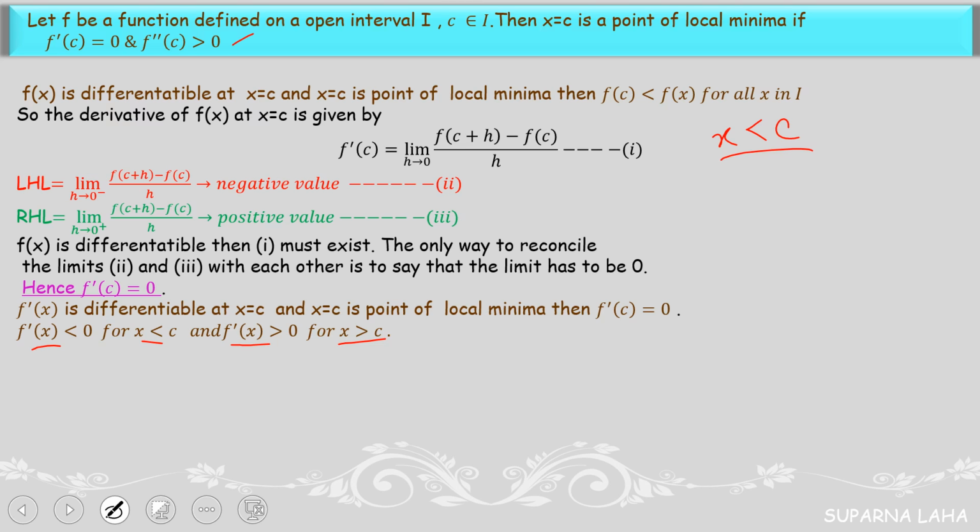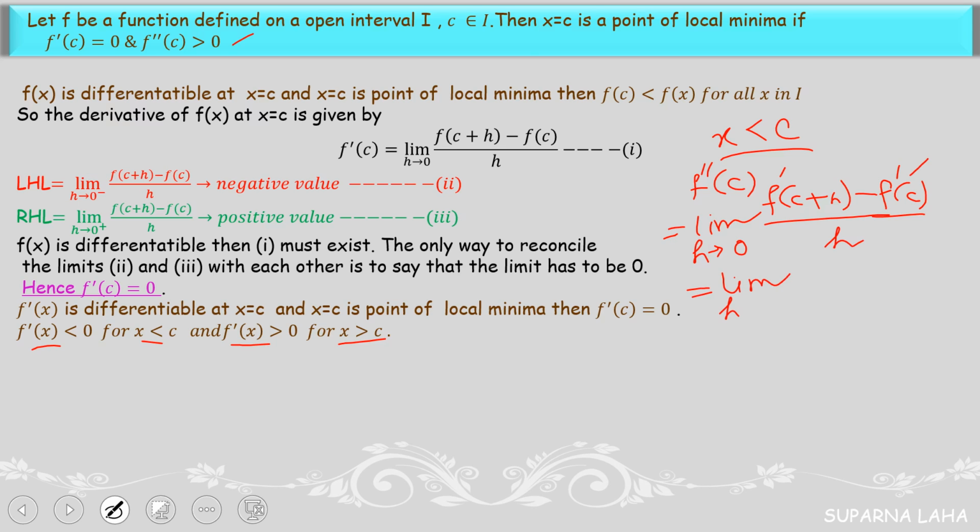So again apply the derivative formula, that is the limiting formula, on f dash x. So f double dash c is defined by the limit as h tends to 0 of f dash c plus h minus f dash c, upon h. Now f dash c is 0, so put the value: limit h tends to 0 of f dash c plus h by h. Now the sign of this limiting value depends upon these two values.